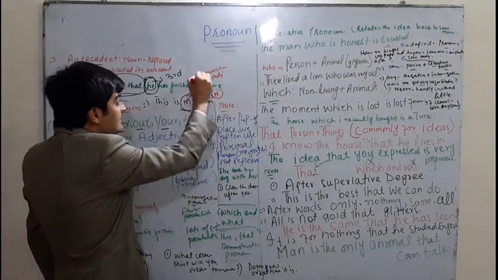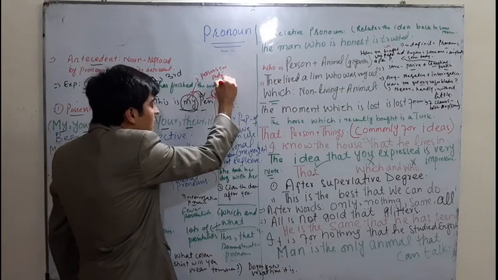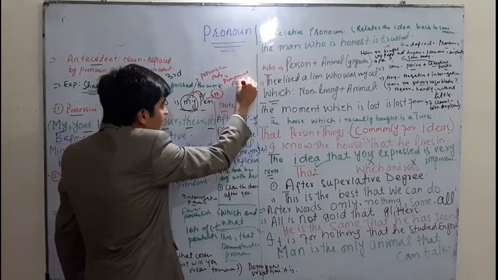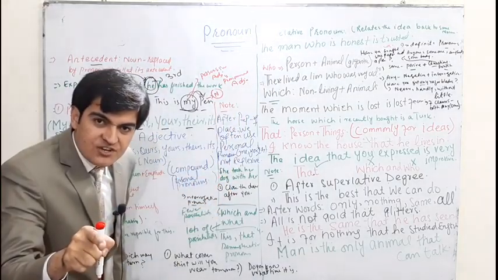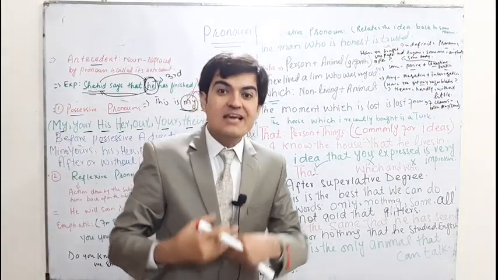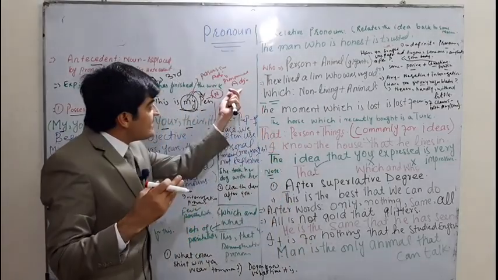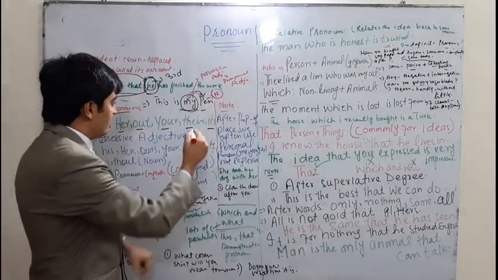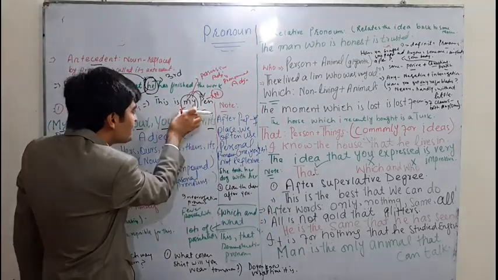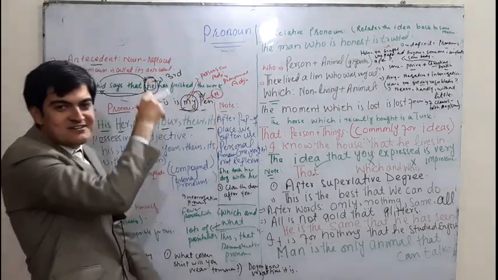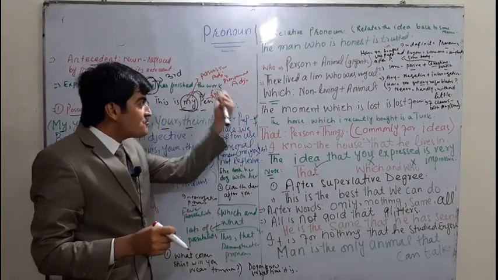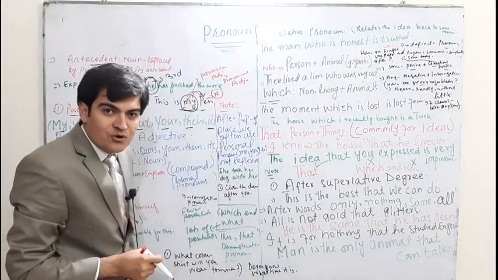And secondly, this possessive adjective is also called a pronominal adjective. Why is it called a pronominal adjective? Because it is derived from a pronoun. This my is actually a possessive pronoun, but over here it is working like an adjective. That's why it is called a pronominal adjective. This my is derived from a pronoun.